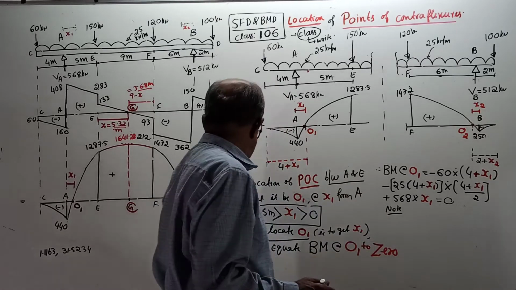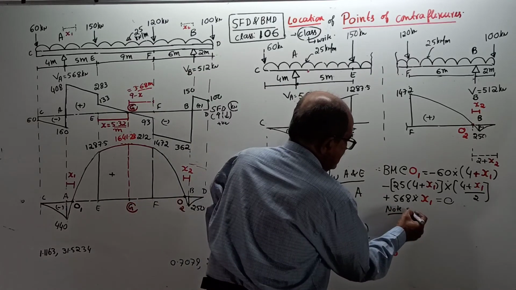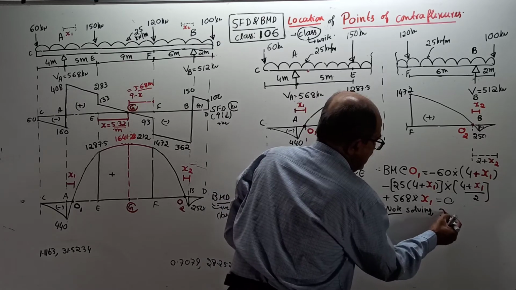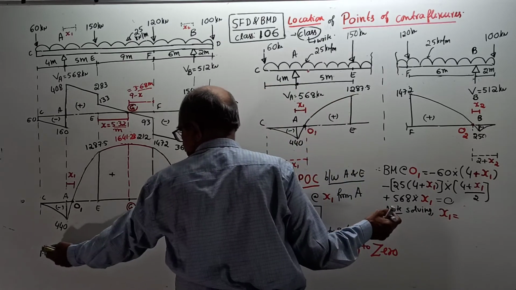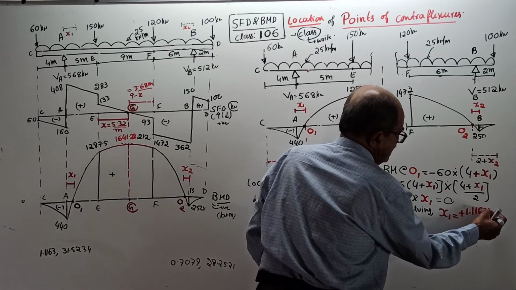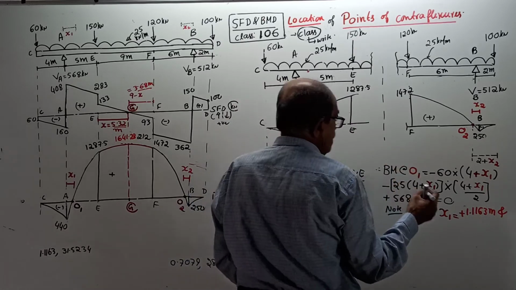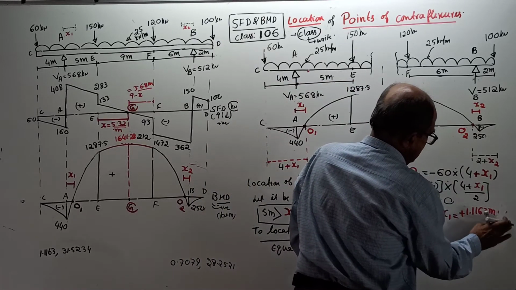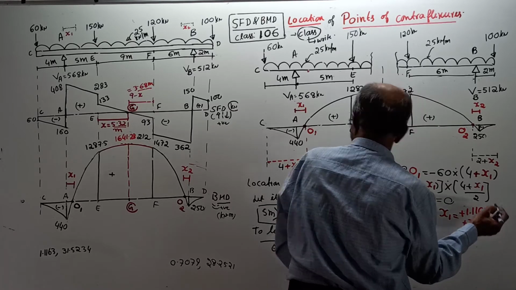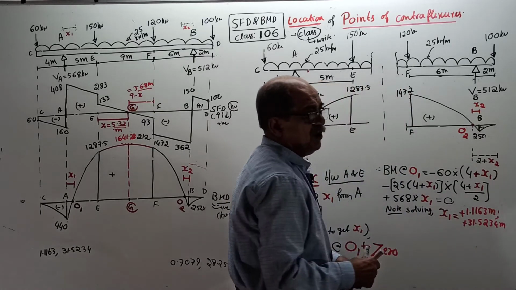I already solved it so that I don't have to waste time here. So note, solving, you get x1 equal to, I noted down here, 1.1163 meter, and the second value is 31.5234 meter. Both are positive.